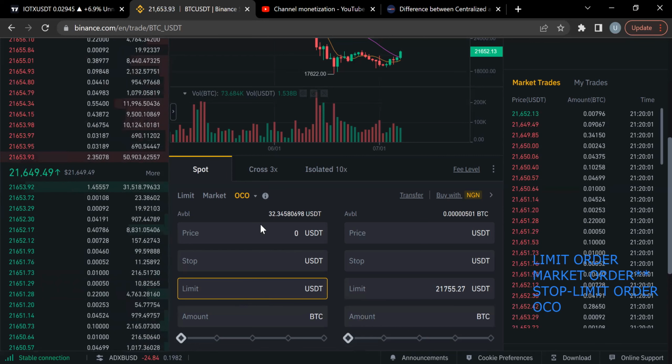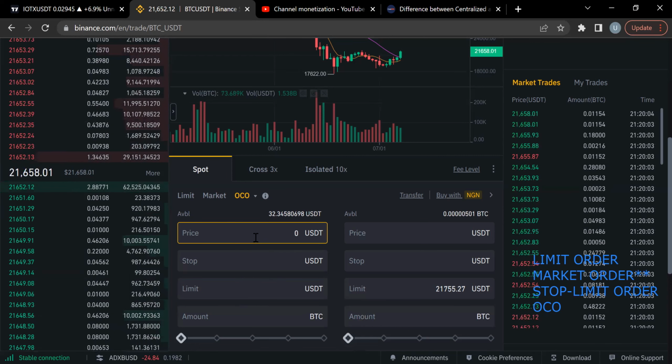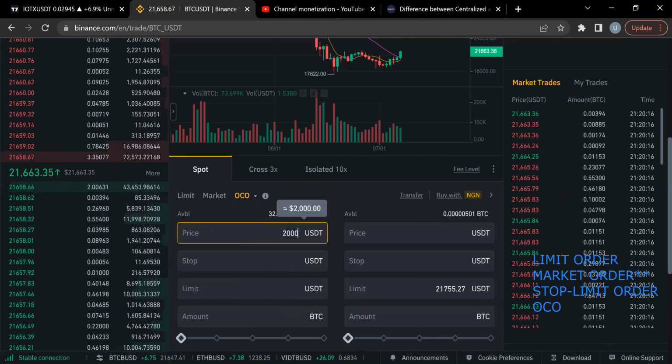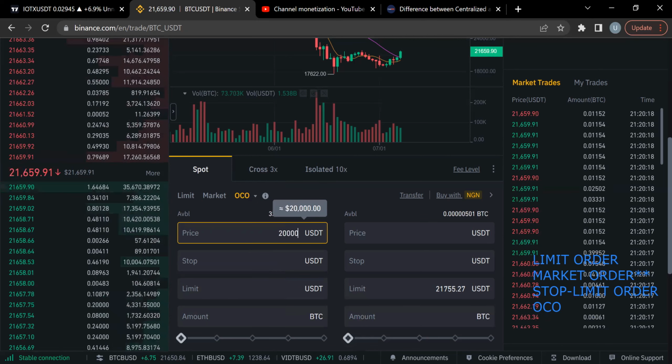So now this is how to set it up. You first put your normal price for the normal limit order. So this price here, you are going to just put a price below the current price, for example, 20,000. That's for the first order. If price just drops to 20,000, it's going to fill your order and buy for you.